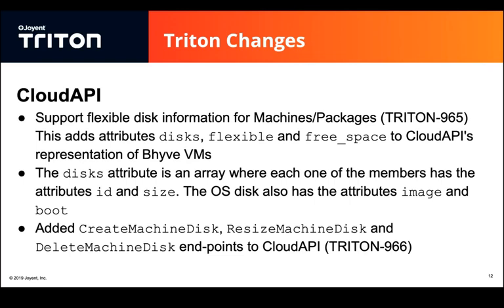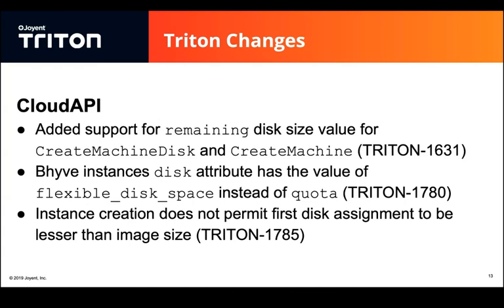So we left the disk with just ID and size. And the operating system disk also has the attributes image, which is the string which holds the image UUID, and boot, which is just a Boolean value, meaning that this is the boot disk. We added exactly the same endpoints: create machine disk, resize machine disk, and delete machine disk. We also added get machine disk and list machine disks because we found that it would probably be more REST friendly than just adding these three endpoints. We also added support for the remaining disk size value for both create machine disk and create machine.